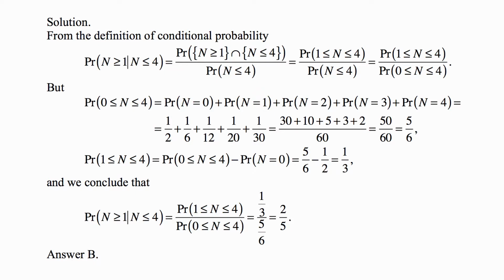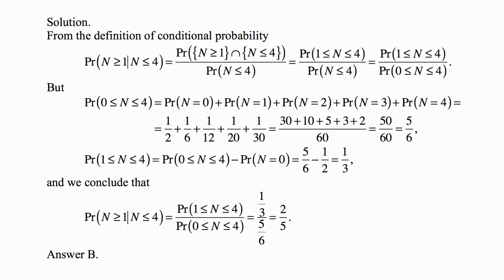And of course, the bottom can also be written as the probability that N is greater than or equal to 0 and less than or equal to 4. And the probability that N is between 0 and 4, inclusive at both ends because N is an integer, is the probability that N is 0 plus the probability that N is 1 plus the probability that N is 2 plus the probability that N is 3 plus the probability that N is 4. And we have the formula: it's 1 over (n plus 1) times (n plus 2). So it's 1/2 plus 1/6 plus 1/12 plus 1/20 plus 1/30, and that ends up being equal to, well, the common denominator is 60, and we calculate using that common denominator. The sum ends up being 50 over 60, which is 5/6.